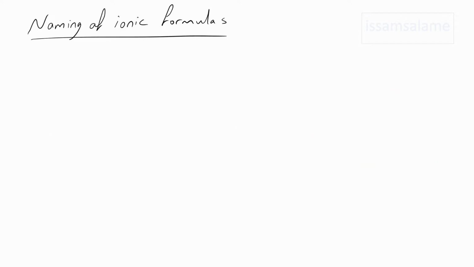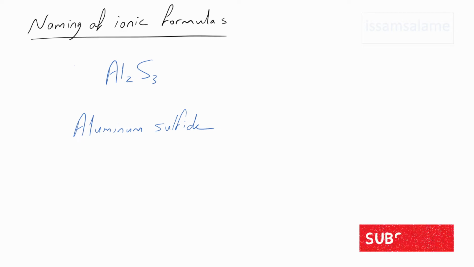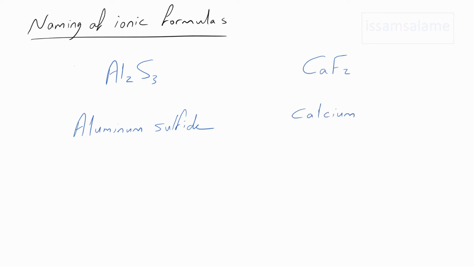One thing you should keep in mind is that when we name ionic compounds, we just name the first part and the second part, regardless of the subscripts. Like here we have the first part is Al and the second part is S. So when we name this ionic formula, we just name it aluminum sulfide, regardless of the subscripts. We don't count the 2 and the 3. Another example, CaF2, we call it calcium fluoride. We don't say calcium difluoride. We don't count the subscripts.